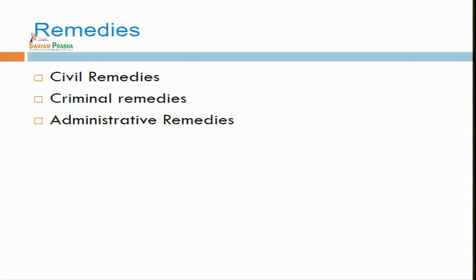These are the remedies given under the Indian Patent Act 1970. The first remedy is a civil remedy, the second is a criminal remedy, and the third is an administrative remedy. We will discuss all the remedies in detail one by one.